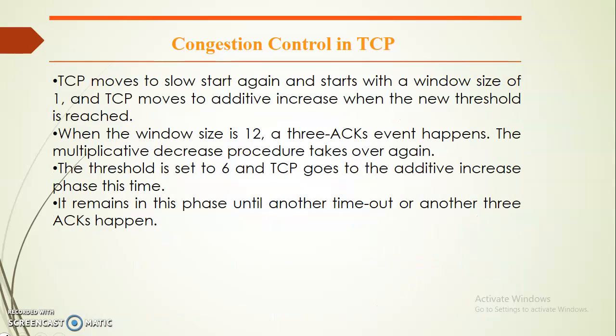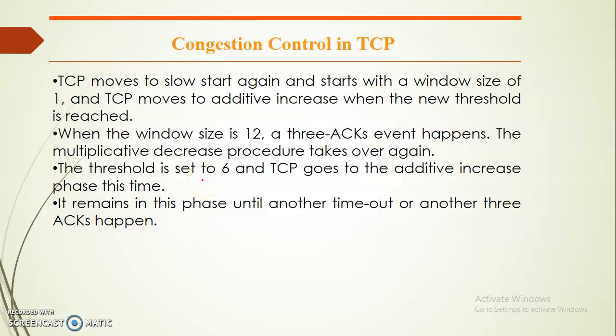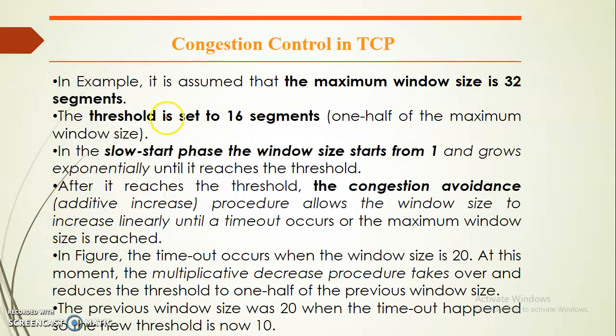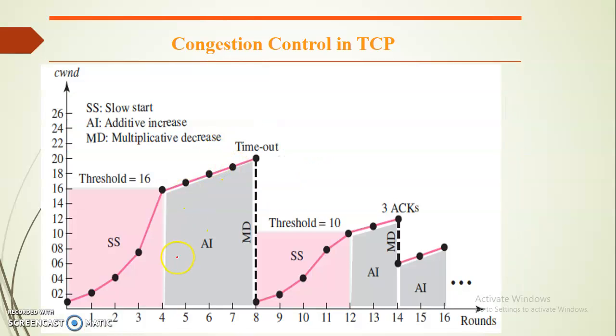This is an example for that. Here threshold is 16, right? When it reaches 20, I show you. Our threshold is set to 16 segments, right? When it reaches the threshold, then what happens? Congestion avoidance phase starts, right? And that is additive increase.